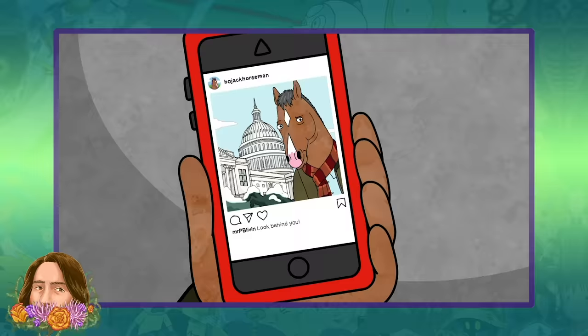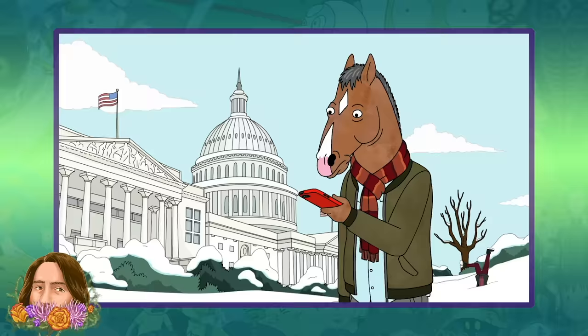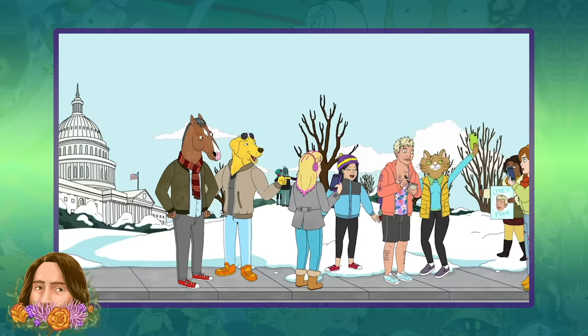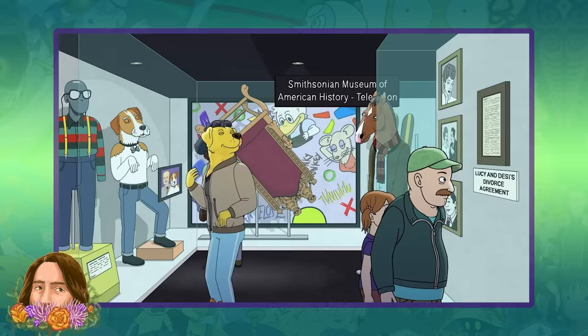While on his tour as the face of depression in late 2019, Mr. Peanutbutter runs into BoJack in Washington, D.C. BoJack is now out of rehab and on his way to Wesleyan University to become their new drama teacher. Mr. Peanutbutter brings BoJack to a TV history museum and shows him his old sweater from Horsin' Around.